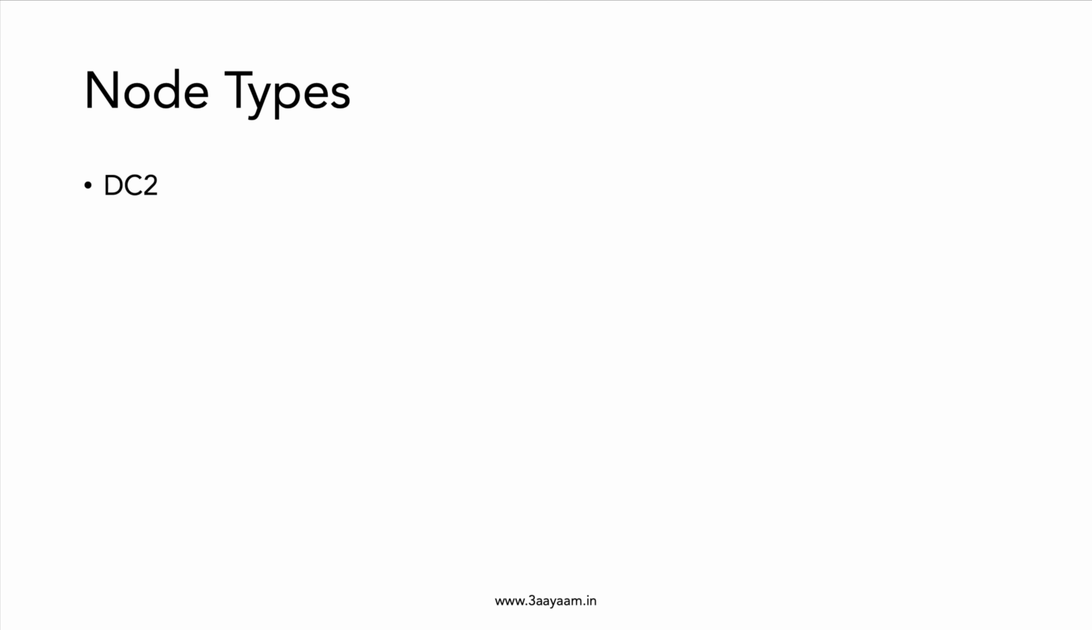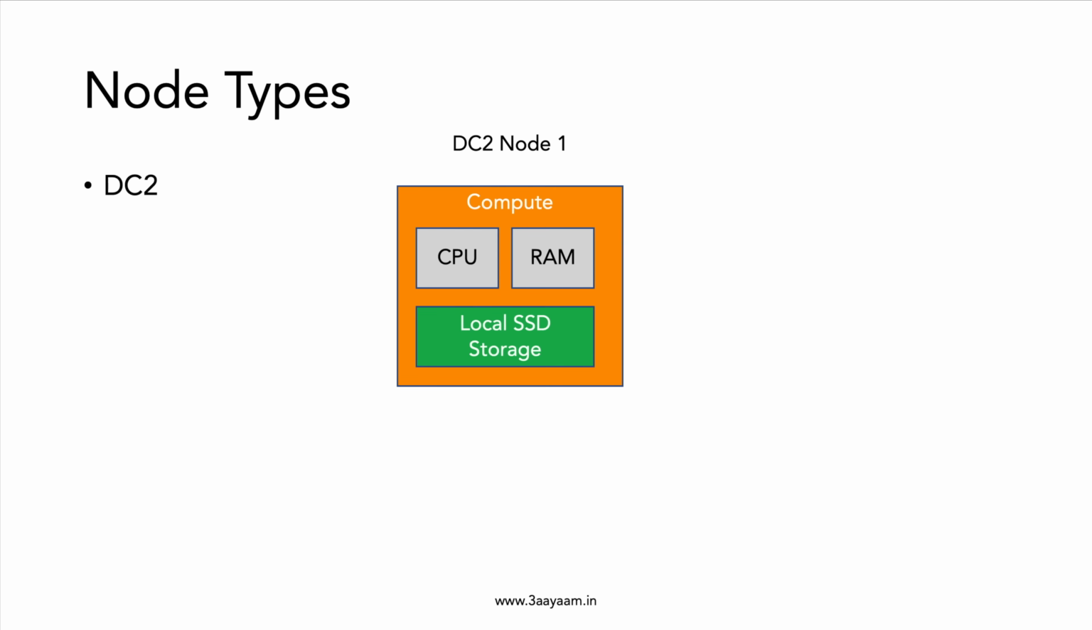So the next node type is DC2. Now it is an older node type and it is very different from RA3 in that the storage is not separate from the compute. So this is a DC2 node, where we have CPU and RAM and local SSD storage, and the Redshift data is stored in local SSD storage only. There is no Amazon S3 involved here. There is no external storage here.